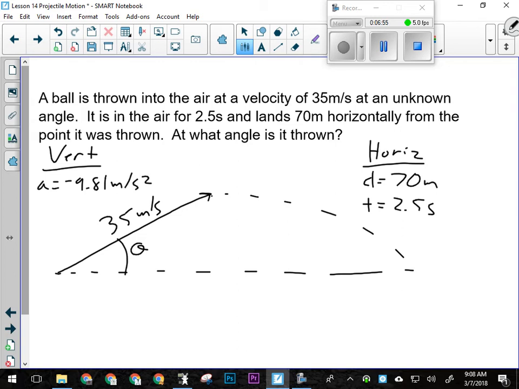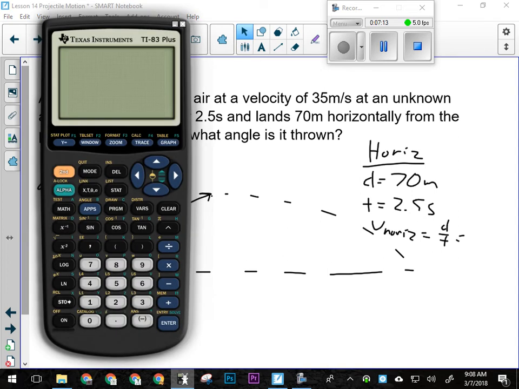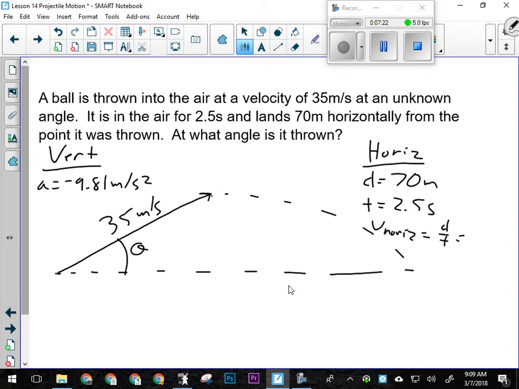And that's it. What can I find with the horizontal information? Right, I can find the horizontal velocity. So I'm going to go 70 over 2.5 because it's just d over t, right? So 70 over 2.5 tells me that it's 28 meters per second. Every time we've done one of these projected at an angle questions, we've said this side is the horizontal velocity. And it's 28 meters per second.